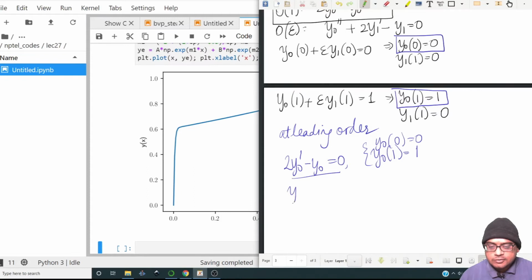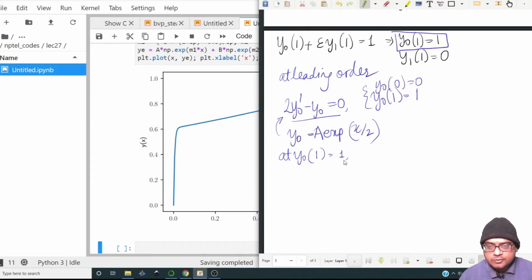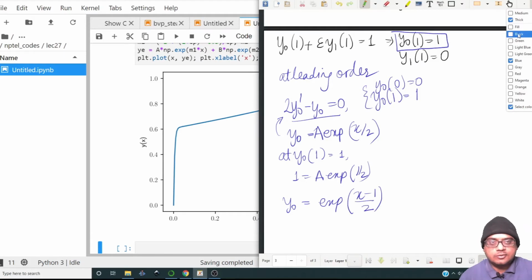So let us write down the solution. y0 is equal to a times exponential of x upon 2, right? This is the solution for this equation. So now let us choose that at y0(1) we have 1. So using this boundary condition, we have 1 equal to a to the power half, and thus we have y0 equal to exponential of (x minus 1) upon 2. So that is the solution.